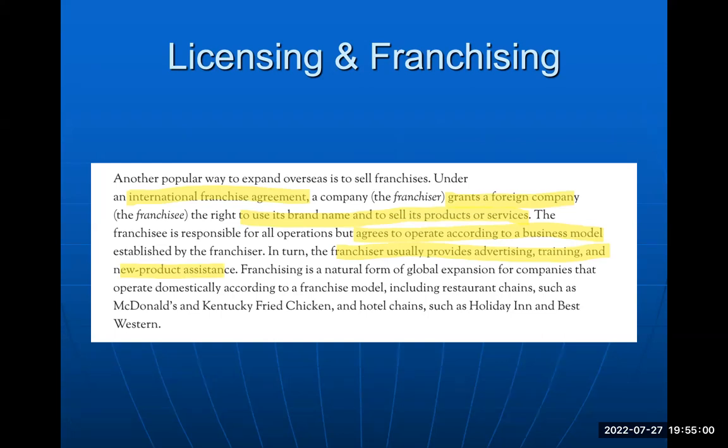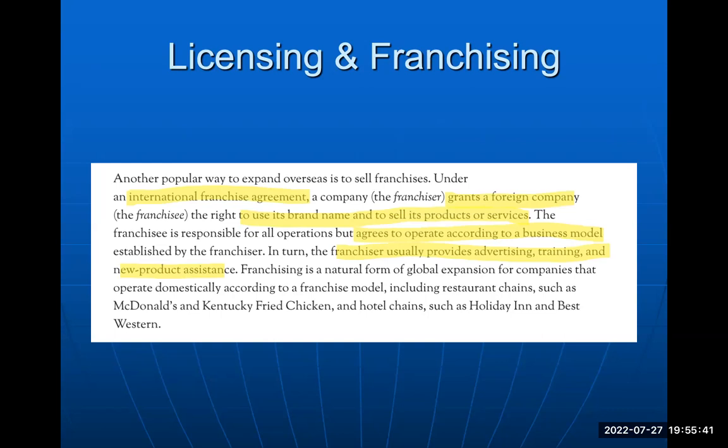Another way is by franchising. A franchise is an agreement between a company, which is called a franchisor, and a foreign company, which is called a franchisee. So it's an agreement between a company and a foreign company, or sometimes more than one company, but I'm simplifying it. So one company that has a certain brand name makes an agreement with companies that want to use the brand name. Do we get that part?